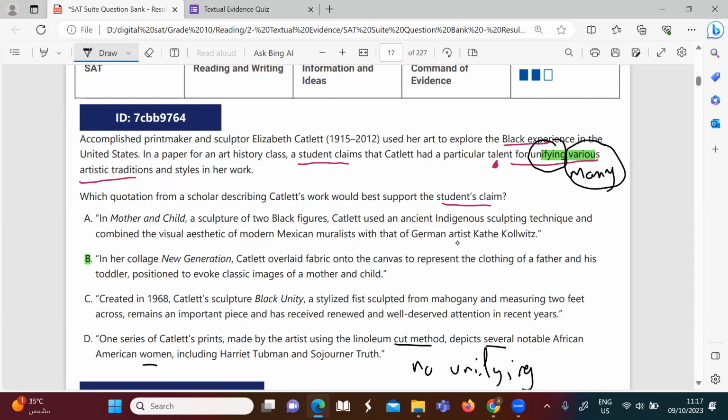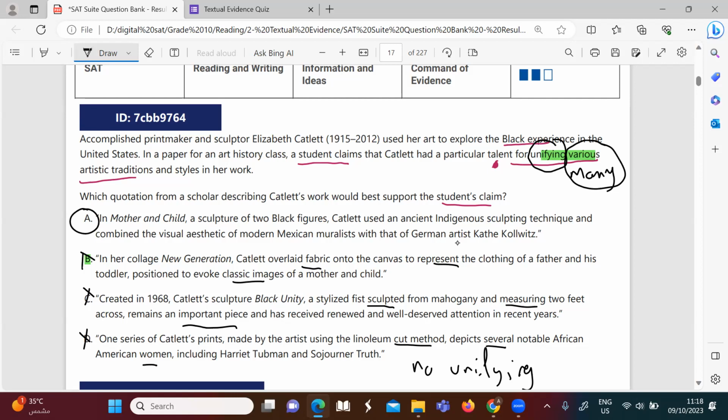C. Created the first sculpture measuring 2 feet, remaining an important piece. This is great, but where is the unifying of many artistic traditions? It's not in C. B. She overlaid fabric to represent something and to evoke the classic image of a mother. I need unifying many traditions. It's also not in B, C, or D. The right answer is A.